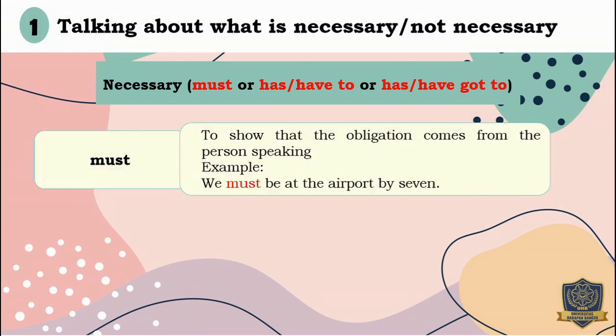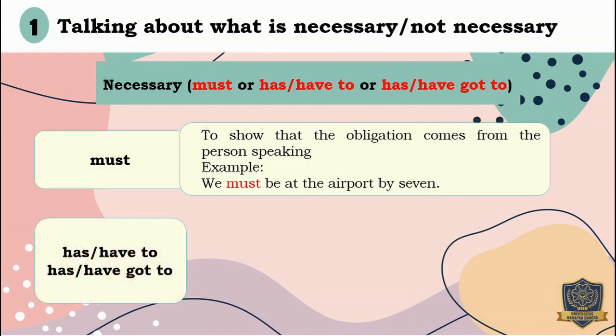Now, the first is must. This is to show that the obligation comes from the person speaking. Jadi kata must itu adalah untuk menunjukkan suatu kewajiban yang berasal dari dirinya sendiri. Jadi sadar bahwa hal tersebut itu penting atau perlu dilakukan. See the example? We must be at the airport by 7.